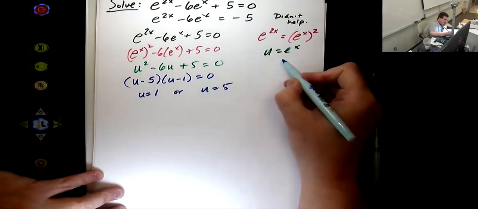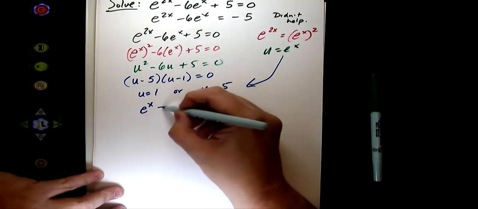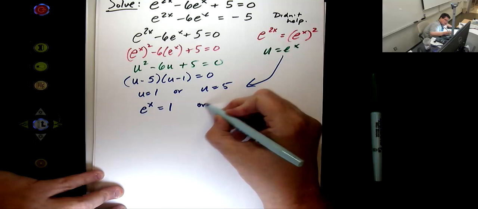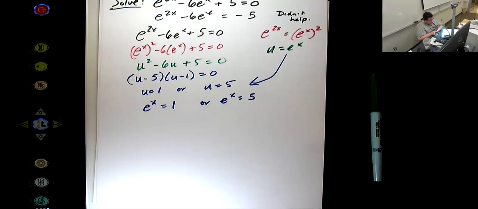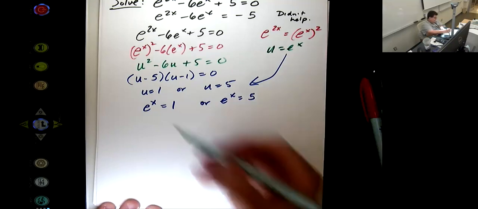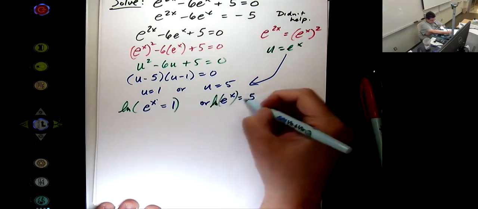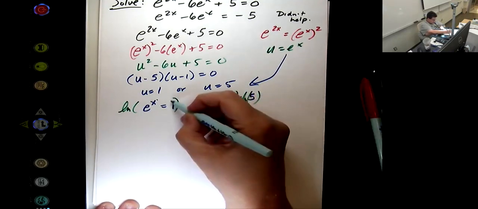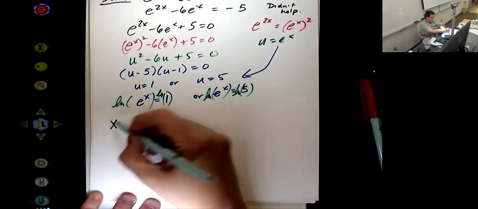All right, so we're not done. We didn't start with u, so we're not gonna end with u. We're going to go back to e. Substitute here: e to the x equals 1 or e to the x equals 5. One of these is solvable without taking the natural log of both sides, but it still works for both. Take the natural log of both sides. I didn't give myself a lot of room to write it there. And we're going to bring the exponent down.